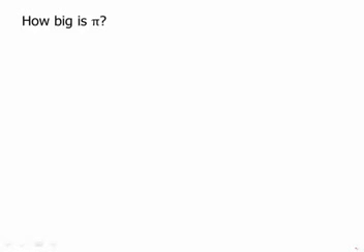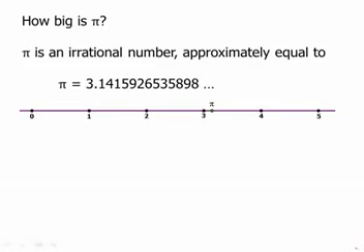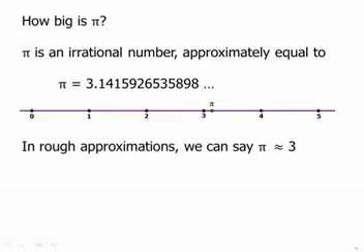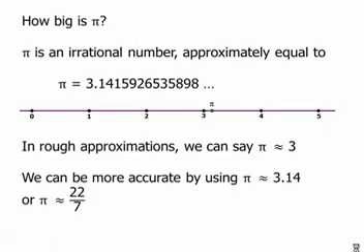How big is pi? Well, pi is an irrational number approximately equal to this decimal. And in fact, that decimal goes on forever. There's no repeating pattern. It just goes on forever. If we locate pi on the number line, notice it's very close to 3. It's between 3 and 4, relatively close to 3. In very rough approximations, we can simply approximate pi as 3. And if we need a slightly better approximation, we can use 3.14 or 22 over 7. That's actually a very useful approximation for pi.